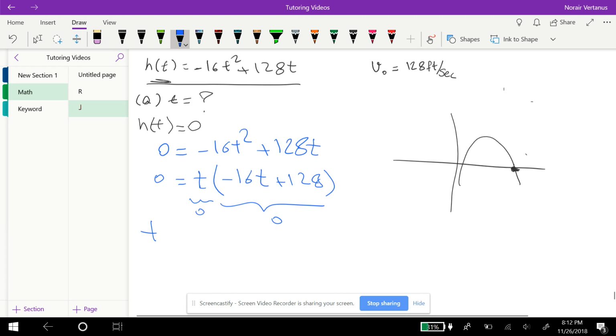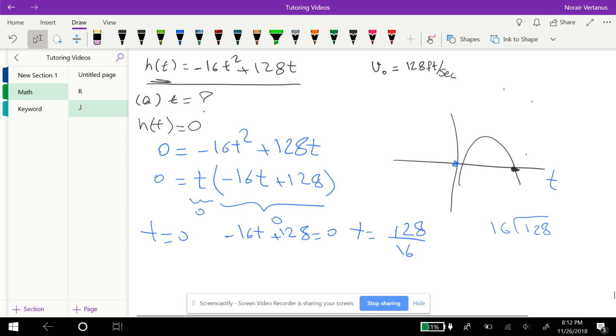So one of the answers is t equal to 0. I mean, it launches from here, that's time 0. And then for the second one, you set negative 16t plus 128 equal to 0 and solve that. t equals 128 over 16. So what is that? 128 divided by 16. 6 times 8 is 48, 8, 4, 1 times 8 is 8, and 4 makes 12. So it's going to be 8 seconds. That's the other. t is equal to 8 seconds.